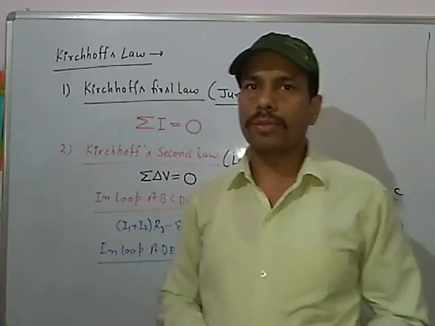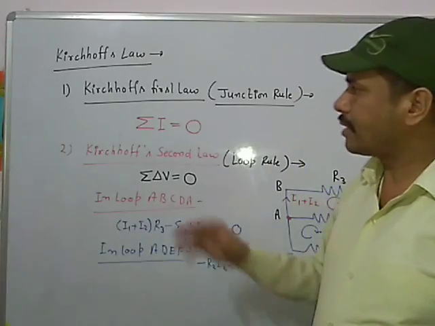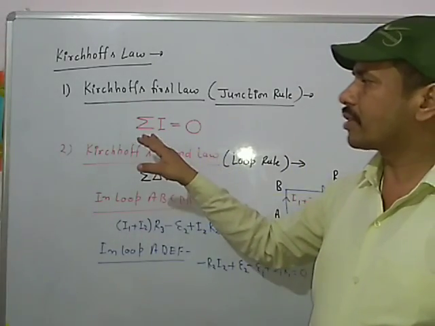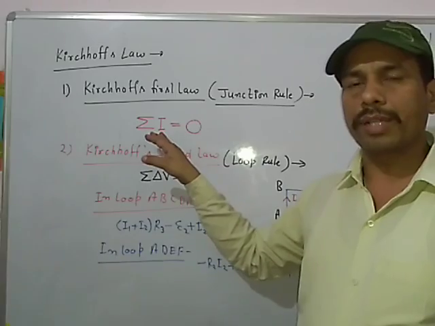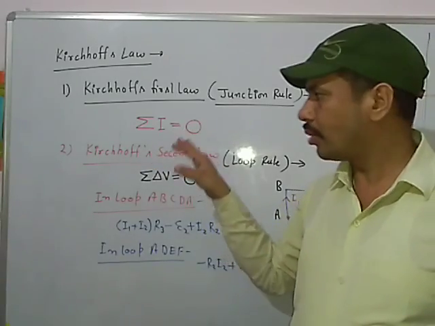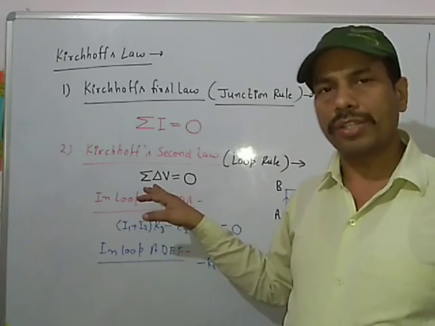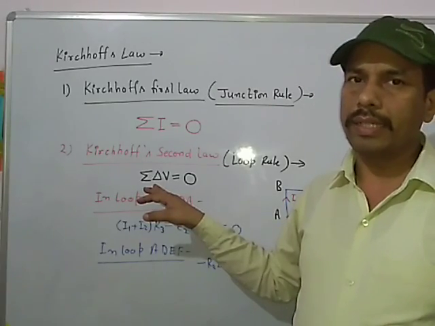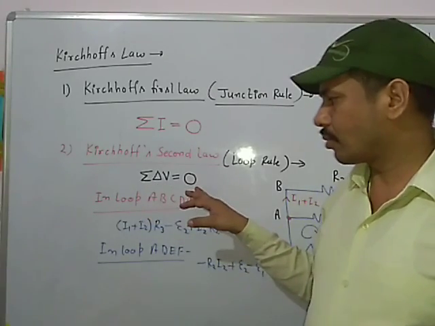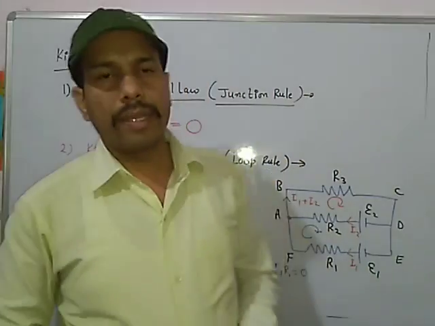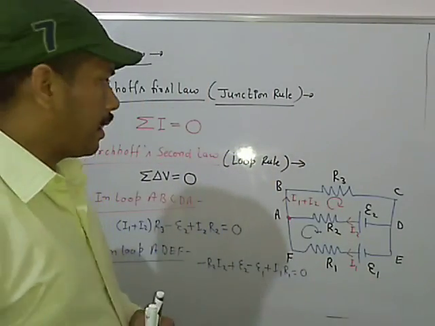So again I am going to summarize this, that according to Kirchhoff's first law, the net current, algebraic sum of the total current at a junction is 0, and according to Kirchhoff's second law, the net change in the potential in a closed circuit is equal to 0. Okay, now we can take an example.